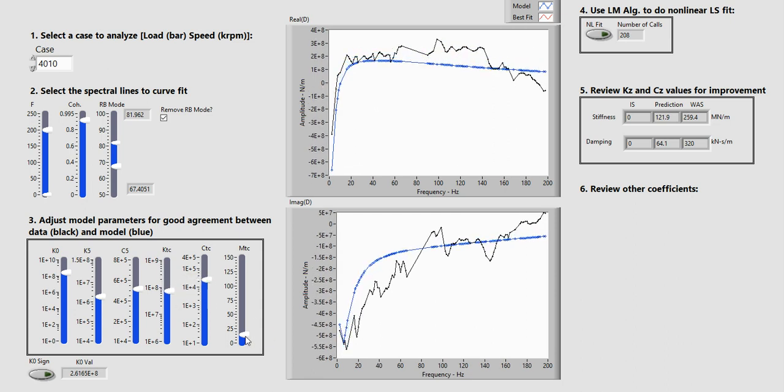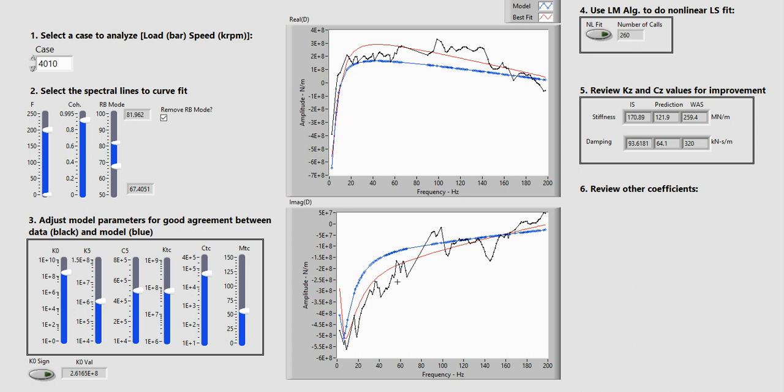And I can use MTC to adjust the curvature of the real part. CTC adjusts the higher frequency slope of the imaginary part. And K5 and C5 have some influence on both at lower frequencies. Okay, so that's good enough. Again, we're going to use the Levenberg-Marquardt algorithm. So for the best case, it took 208 iterations. For this case, it took 260.